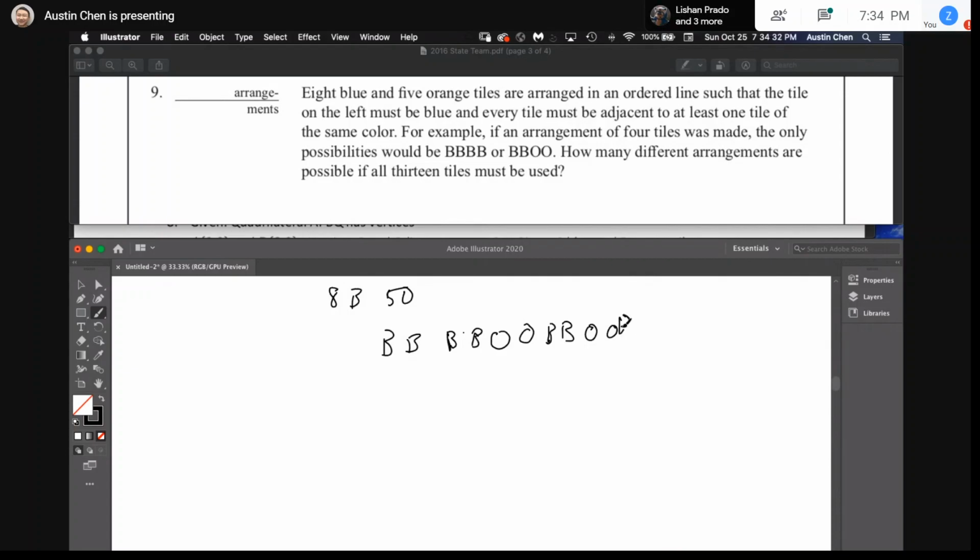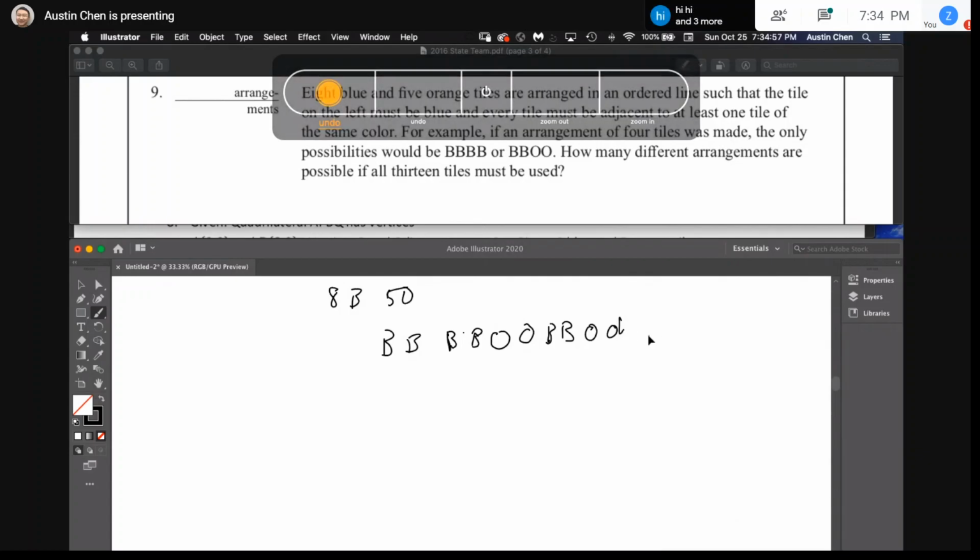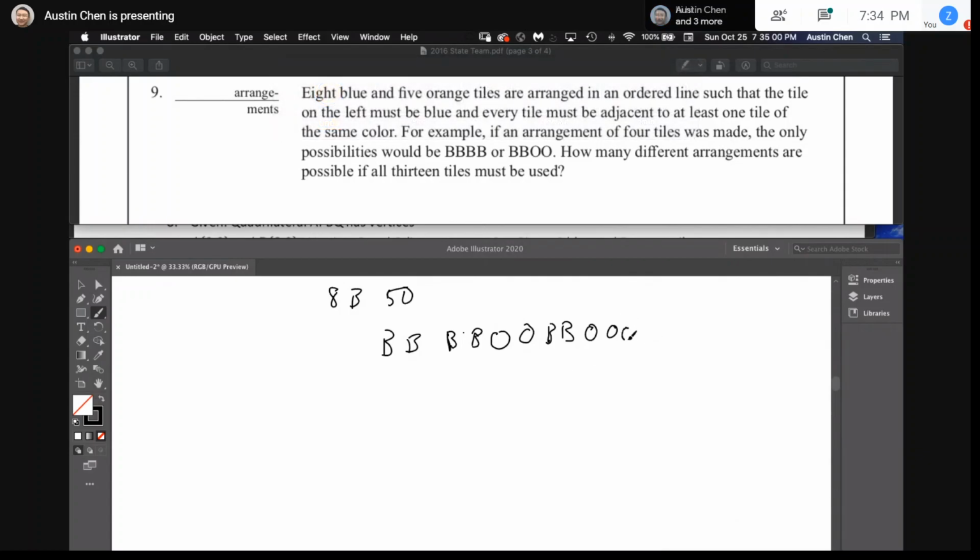Now, what if I put a blue here? Well, I have 5 oranges, right? So I used 4 oranges and now I have 1 orange. But now the last orange has no other orange to pair with, right? Everything has to come in pairs or more than pairs, so everything has to be 2 or more. So this orange would be by itself, and there's no way it can be by itself. That means it had to have been with these two initially, and then you just have blues.